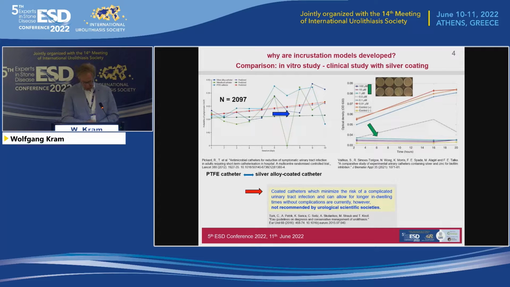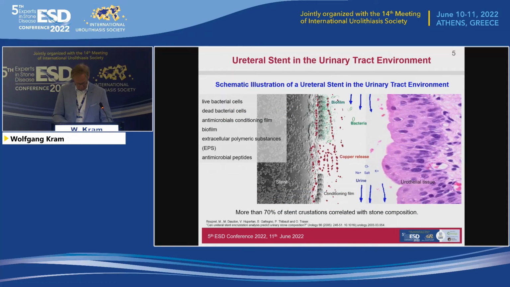Why do the trial data differ from what laboratory studies predicted? This figure shows the illustration of a ureteral stent in the urinary environment: ureteral tissue, stent, and urine with salt, bacterial cells, and biofilm.